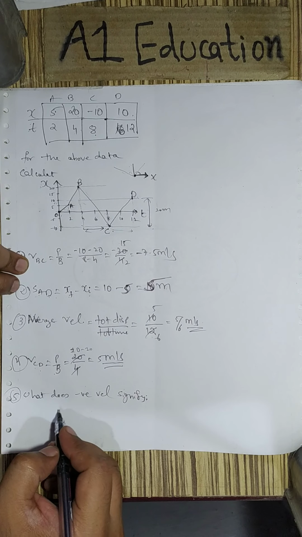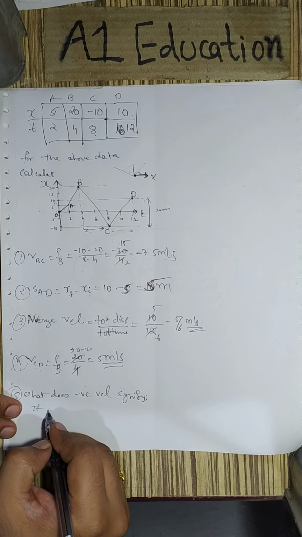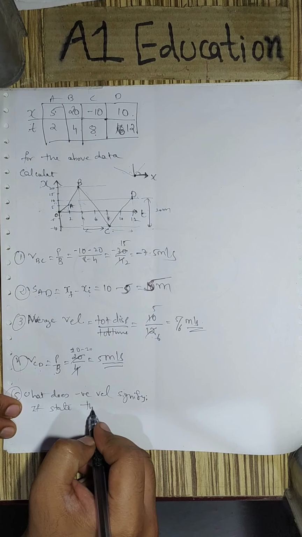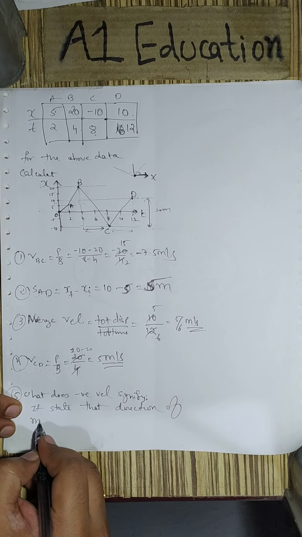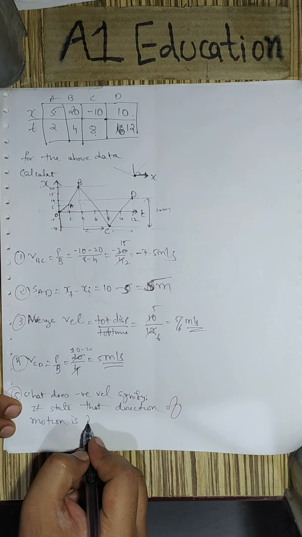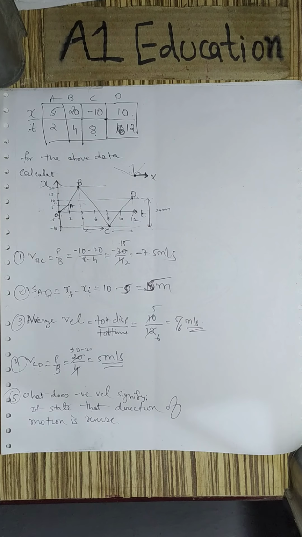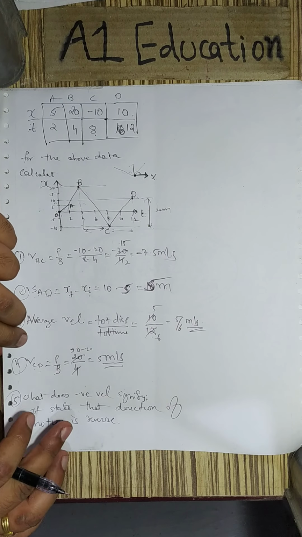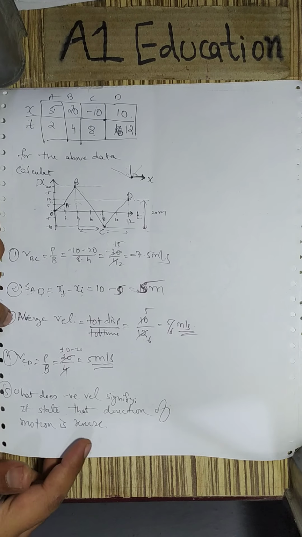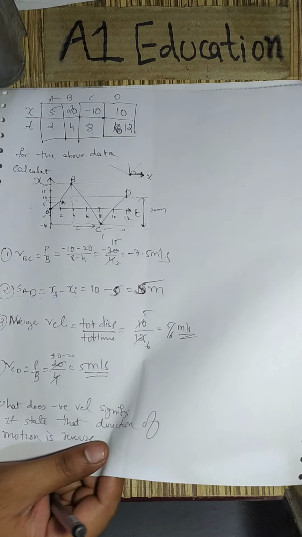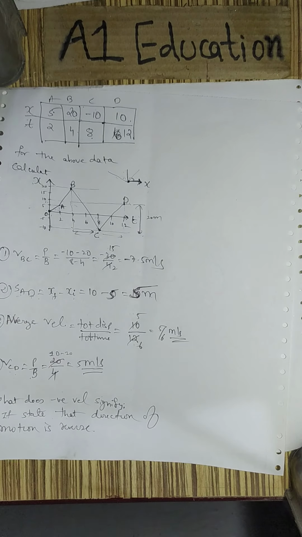What does negative velocity signify? It states that the direction of motion is reverse. So based on this information on one-dimensional motion, we have gone through the position time graph. Next we'll go to the velocity time graph.